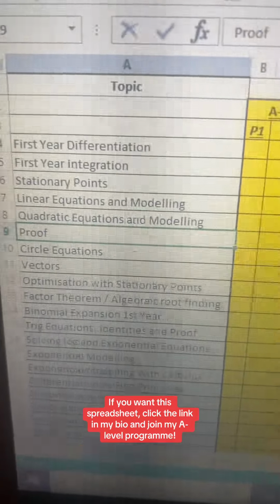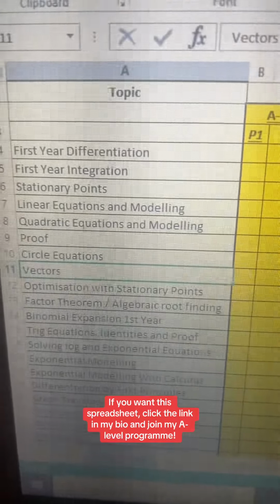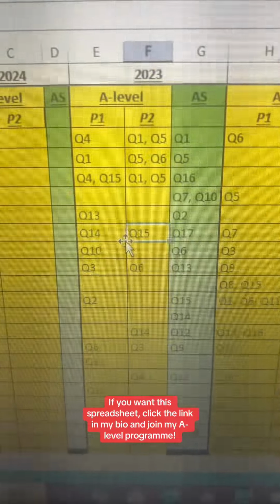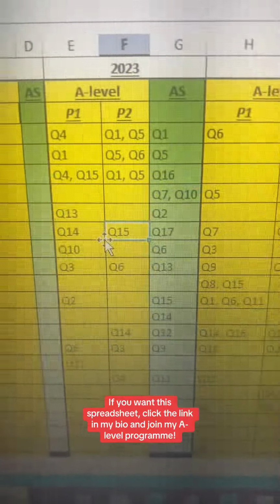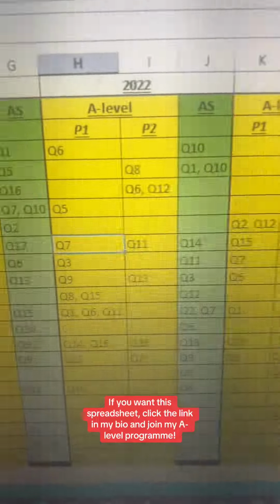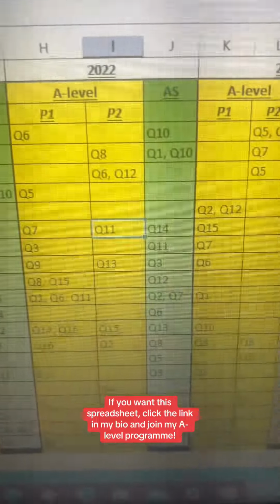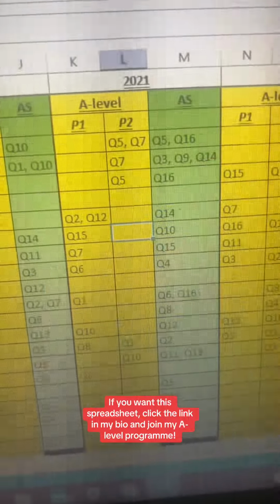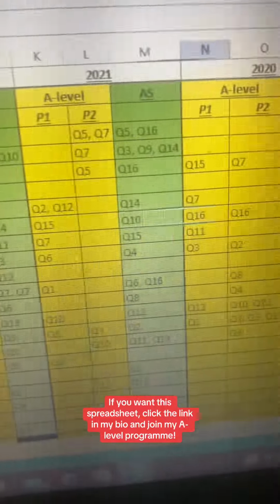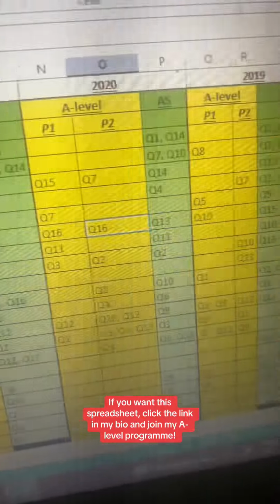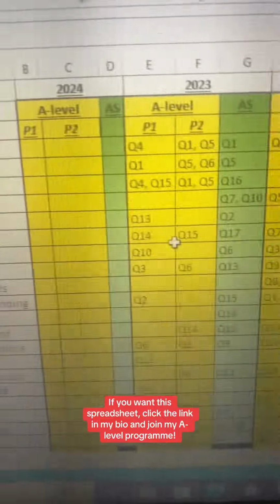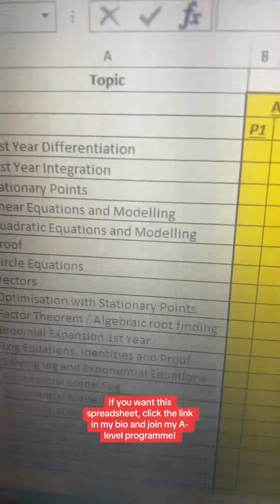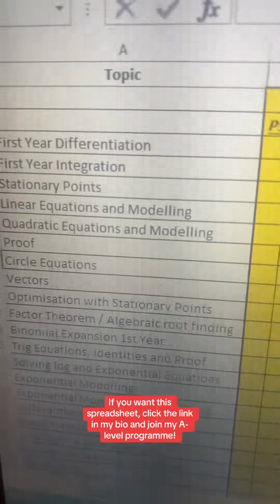Two great examples of that: proof and vectors. Proof does seem to come up in both paper 1 and paper 2. Question 14, paper 1, question 15, paper 2. If we look at 2020, question 7, paper 1, question 11, paper 2. So this is a topic, I mean, in 2021, it didn't come up in paper 2, but in most years, proof comes up in both papers. So you can't just think, oh, I've done paper 1 and I did a proof question, I don't need to worry about proof in paper 2, because it looks like it does come up in both sets of papers.